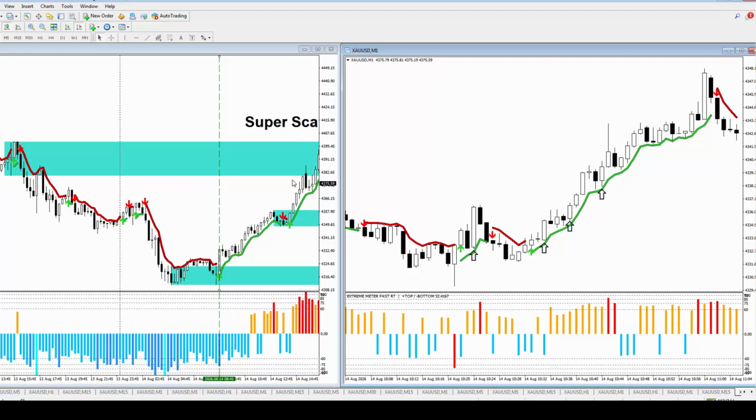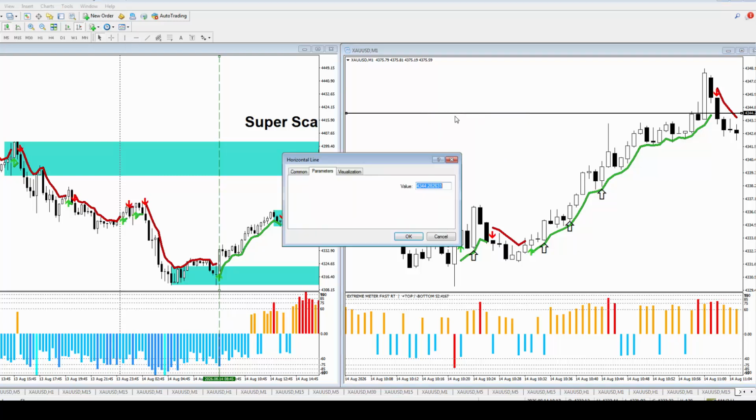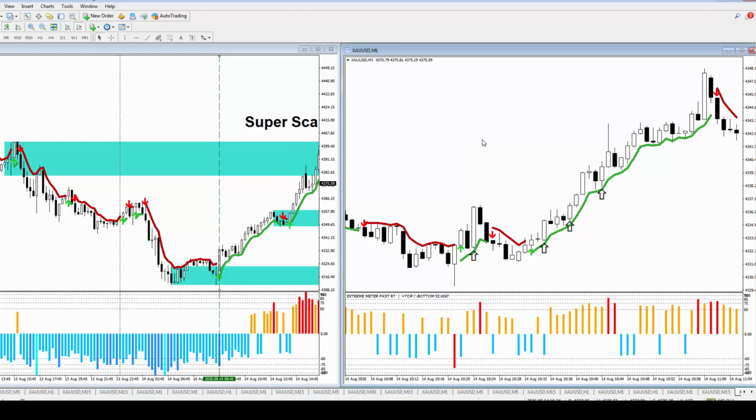Now we're approaching the order block there at 438265, so I'm going to put a line on there. At that point there you should be a little bit careful, because you're running into an hourly order block, so you might get a reversal. Of course you might not.